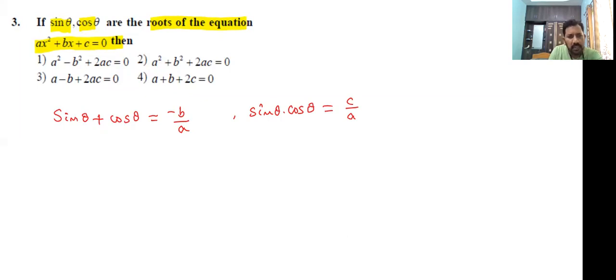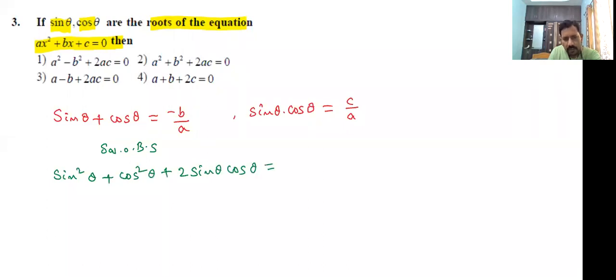By using these two conditions, we want to eliminate theta. Okay, how to eliminate? Do squaring on both sides. Then what happened? Sine square theta plus cos square theta plus 2 sine theta cos theta is equal to minus b by a whole square, that is b square by a square. Sine square theta plus cos square theta is 1, plus 2 into sine theta cos theta value c by a, is equal to b square by a square.